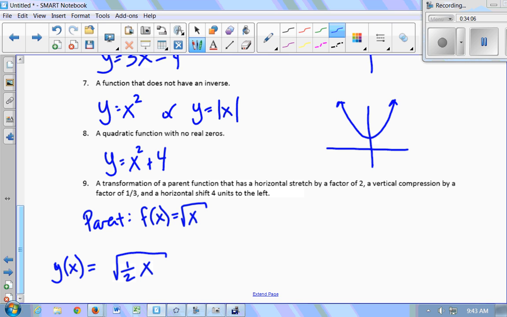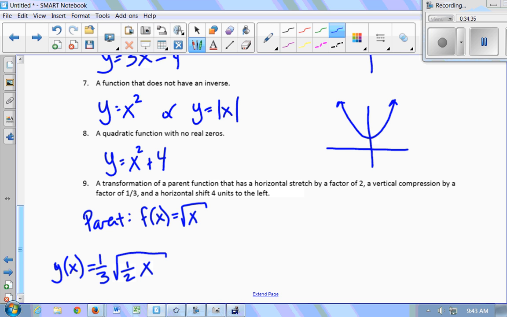And then we want a vertical compression by a factor of a third. Vertical changes are outside, so outside the square root. Stretches and compressions are multiplications. I'm going to multiply outside the square root by something. What am I going to multiply by? 1/3, yeah. Because vertical changes are always exactly what you expect. They're always very straightforward. So if you want to shrink by a factor of a third, you multiply by 1/3.